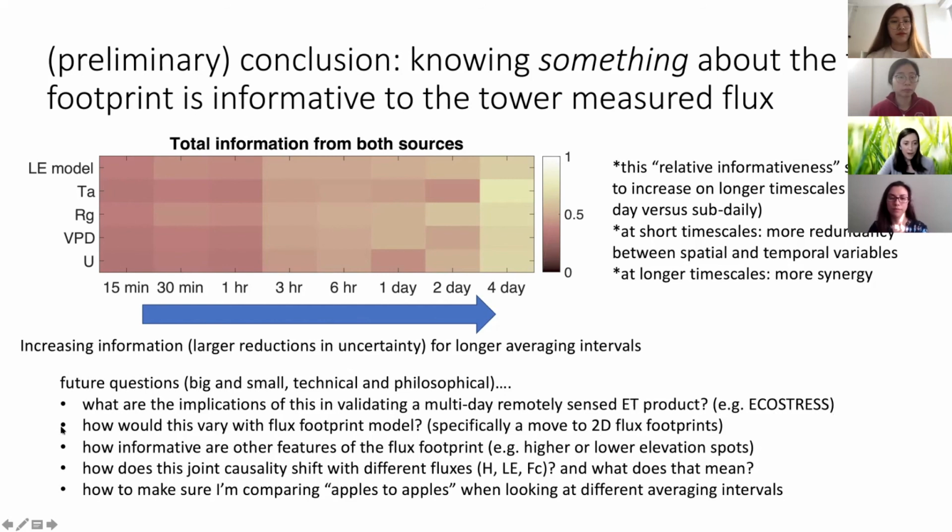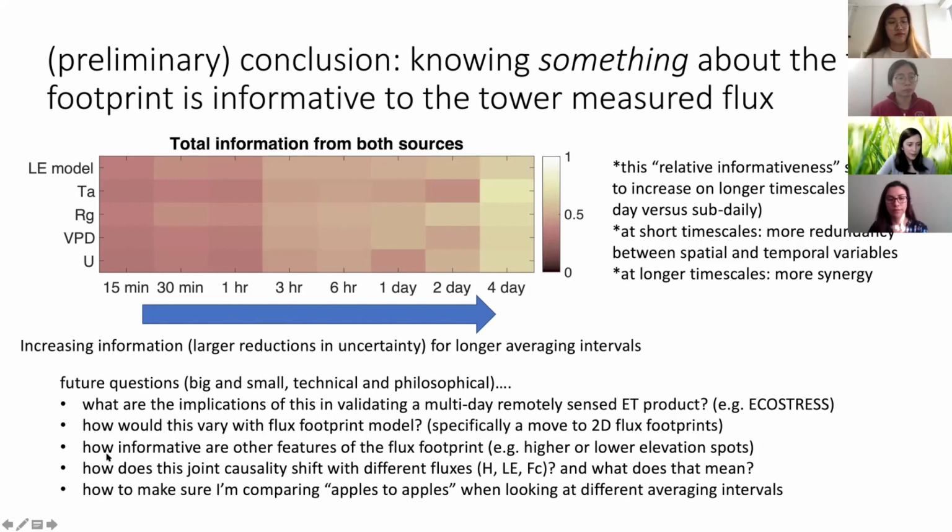Secondly, how might this vary with flux footprint model? So something I think that Leila brought up is that there could be a difference in this depending on if we consider our flux footprint as a sort of one-dimensional line versus a two-dimensional area.